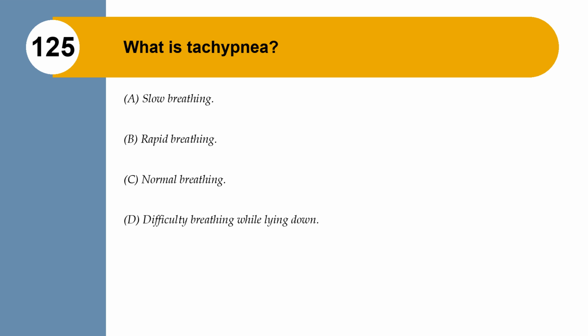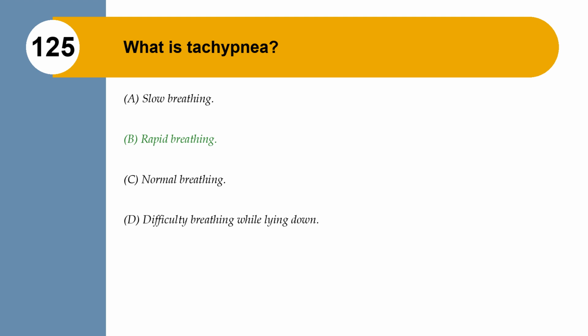Question 125. What is tachypnea? Option A, slow breathing. Option B, rapid breathing. Option C, normal breathing. Option D, difficulty breathing while lying down.